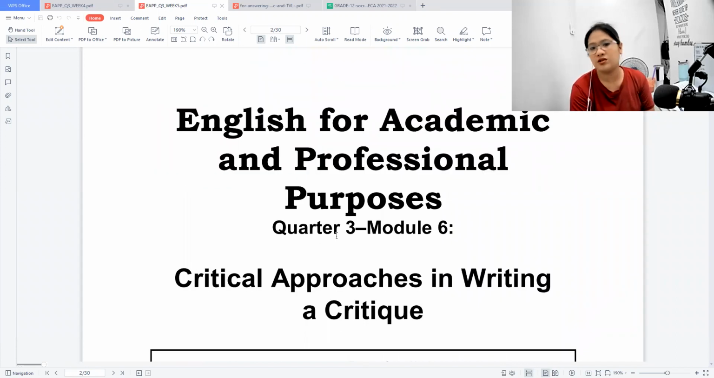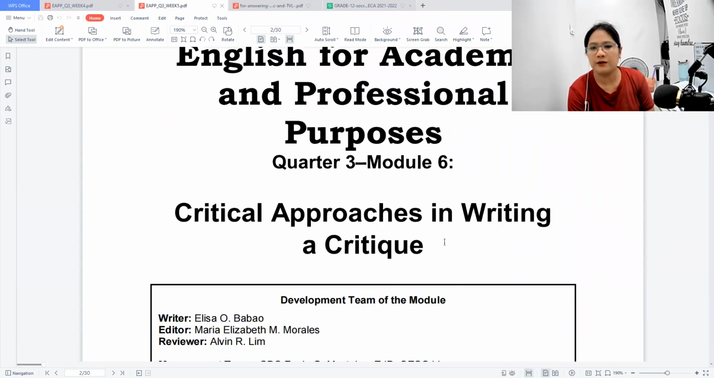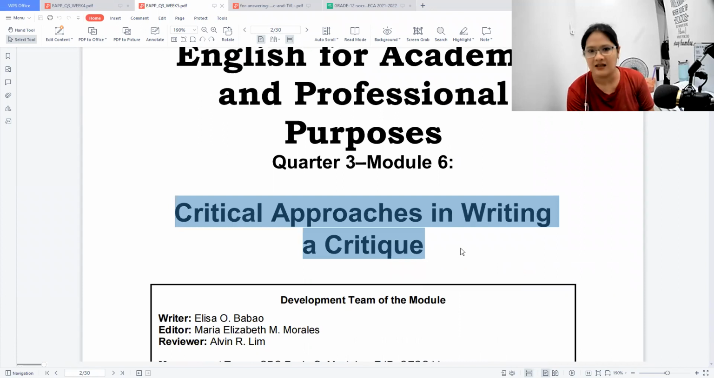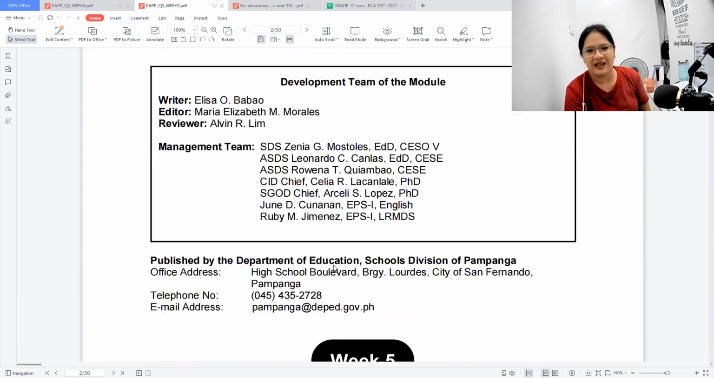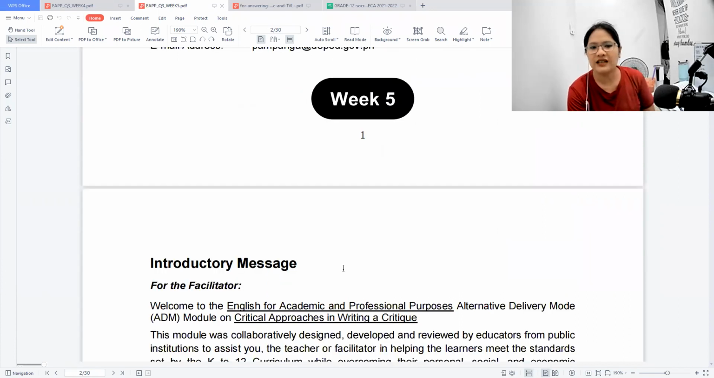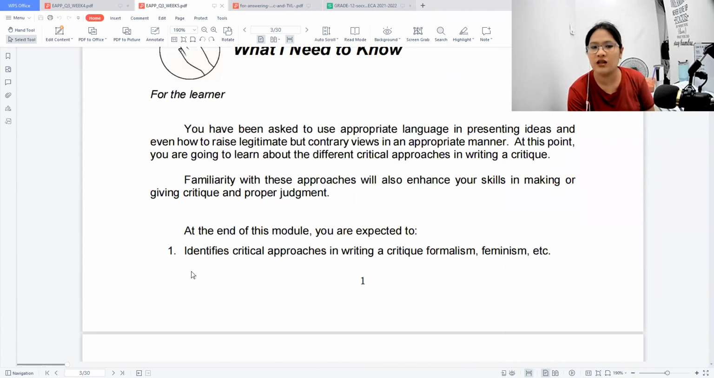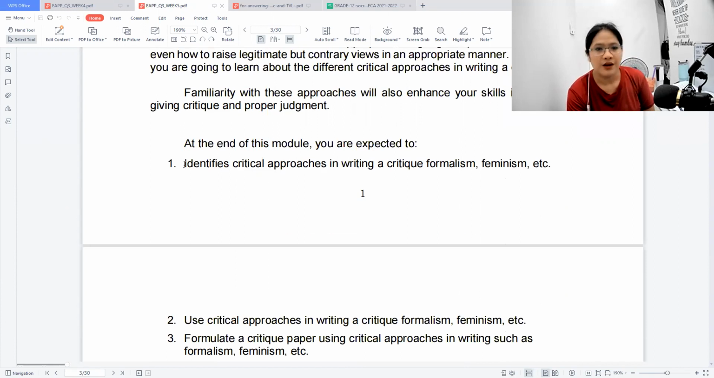So let's start with Module 6. Critical approaches in writing a critique. Okay. So, medyo critical, okay? Mabigat ang dating, okay? So for this module, at the end of this module, you are expected to identify critical approaches in writing a critique using formalism, feminism, and other literary theories or critical theories.